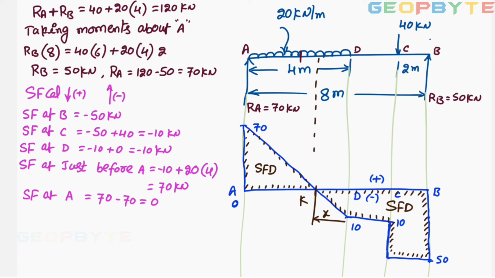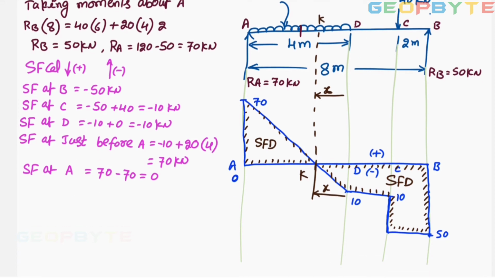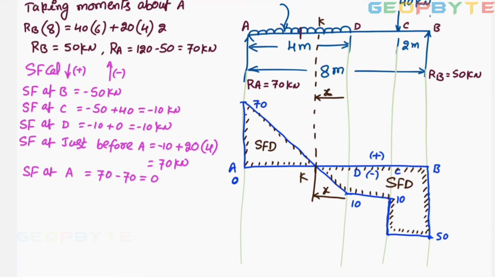You need to find the maximum bending moment at a distance of x from D, or at point K. For finding the maximum bending moment at K, we need to decide the x value.